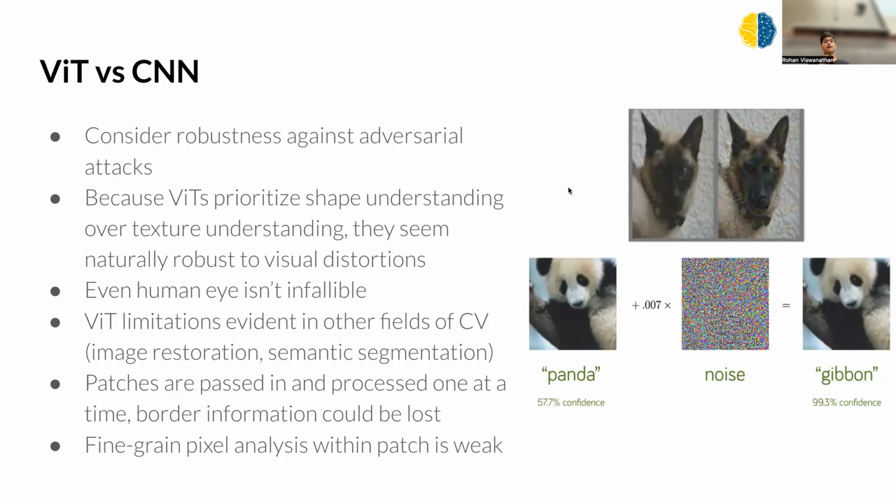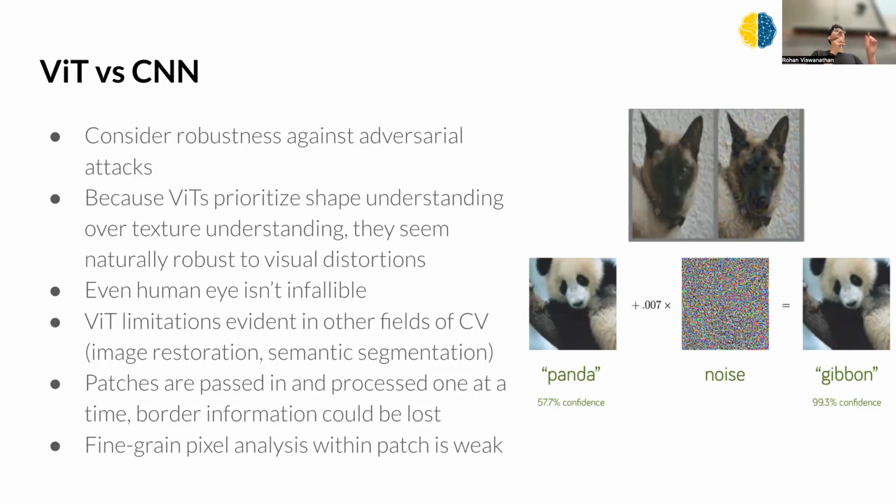ViT limitations are evident in other fields of computer vision in terms of image restoration or semantic segmentation. And we'll talk about that a little bit. Patches are passed in and processed one at a time, so border information can be lost. What's cool about CNNs is that, again, they respect locality, and we're taking that into account as we come up with our filters and we move them across our image. ViTs are passed in as a sequence. Fine-grained pixel analysis within a patch is weak.